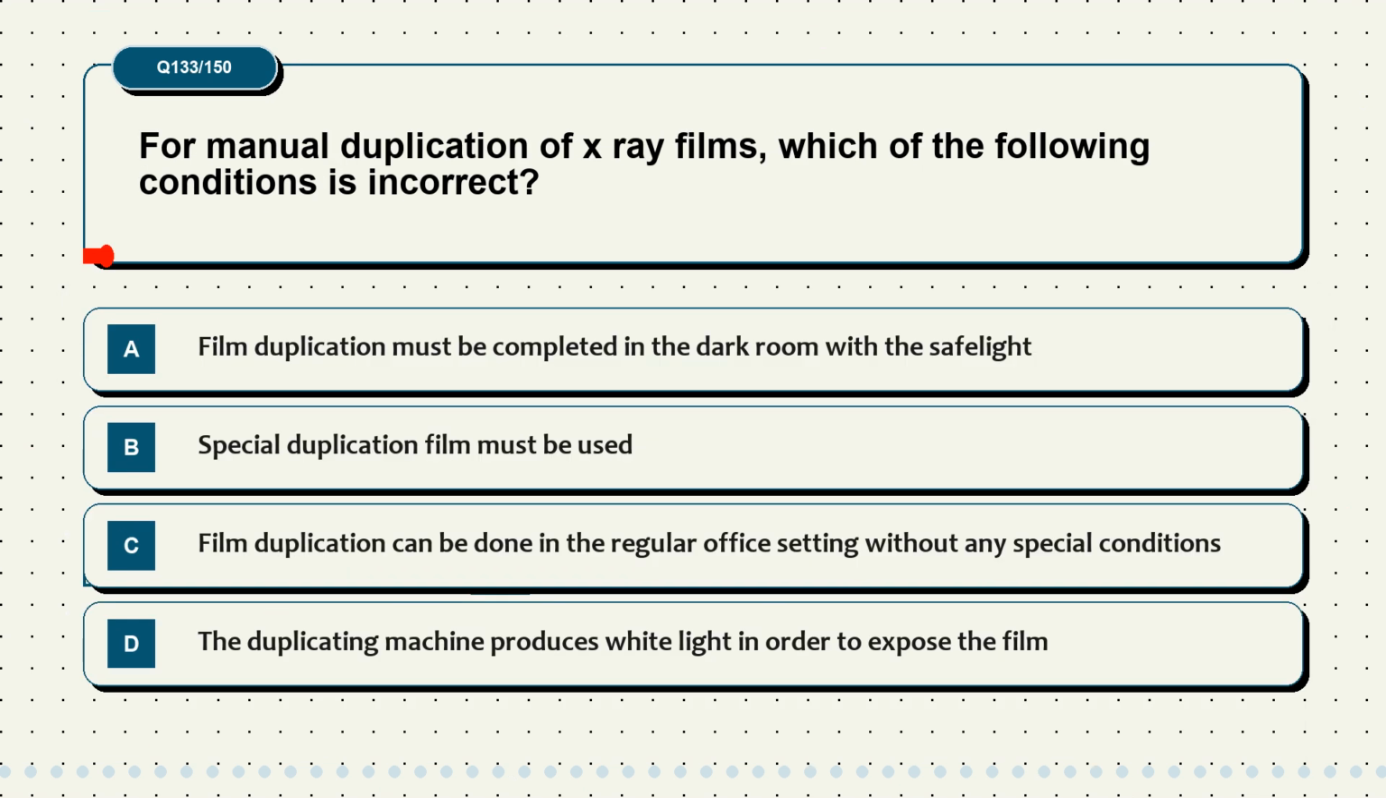Question 133. For manual duplication of X-ray films, which of the following conditions is incorrect? Here are the options. Option A. Film duplication must be completed in the darkroom with the safe light. Option B. Special duplication film must be used. Option C. Film duplication can be done in the regular office setting without any special conditions. Option D. The duplicating machine produces white light in order to expose the film.